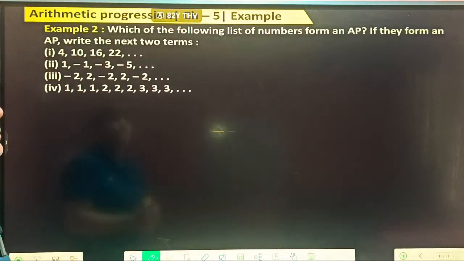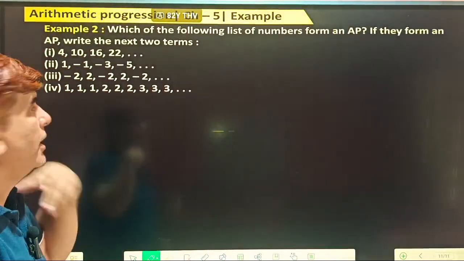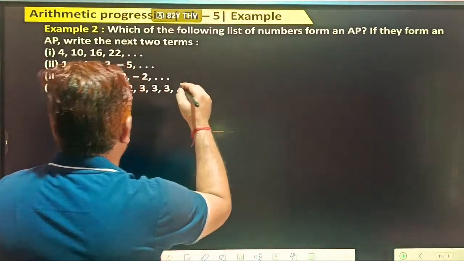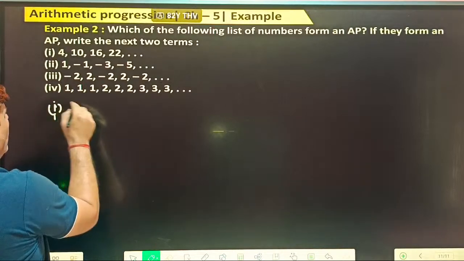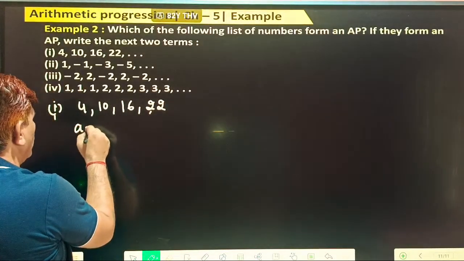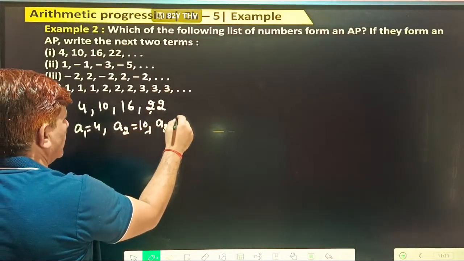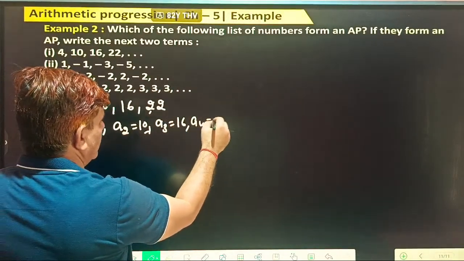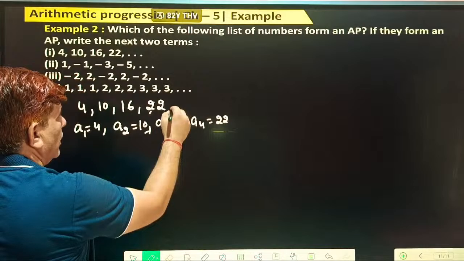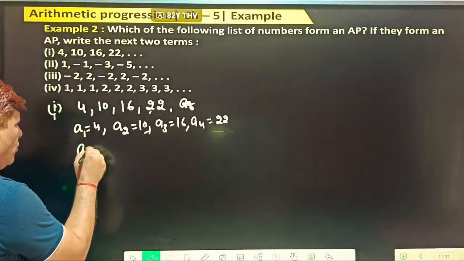Next example given: which of the following lists of numbers form an AP? If they form an AP, write the next two terms. First you have to tell which of these four parts given are in AP, and if these are in AP, find its next two terms. So look one time. First example I am taking from here: 4, 10, 16, 22. A equal to 4, you can see. A2 is 10, A3 is 16, A4 is 22. And this A5 we have to find, this later on I can write. So find A2 minus A1 one time.